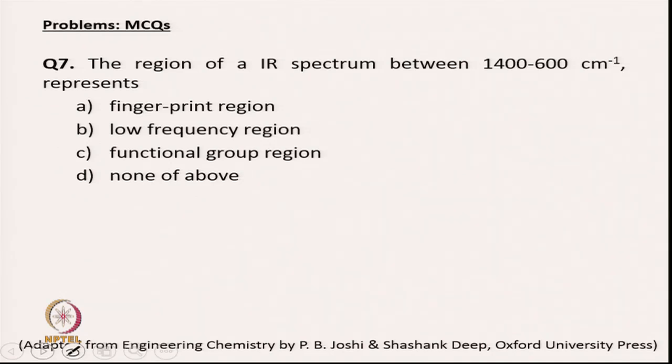The question is, the region of IR spectrum between 1400 to 600 centimeter inverse represents. These are the options: fingerprint region, low frequency region, functional group region, and none of the above. The answer is fingerprint region, and this is a very important region if you want to get structural features of a molecule using IR spectroscopy.